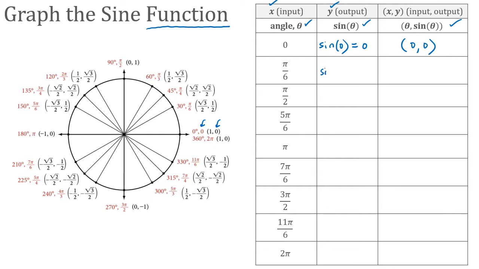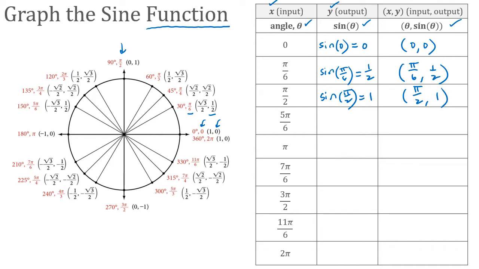Now let's talk about what is the sine of pi over 6. The sine of pi over 6, here's pi over 6, and the sine of pi over 6 is 1/2. So that creates the ordered pair pi over 6, comma 1/2. And I can keep going around the circle. I don't have to write the sine of pi over 2, for example, every single time. I can simply, hopefully, have this memorized and just write it down.